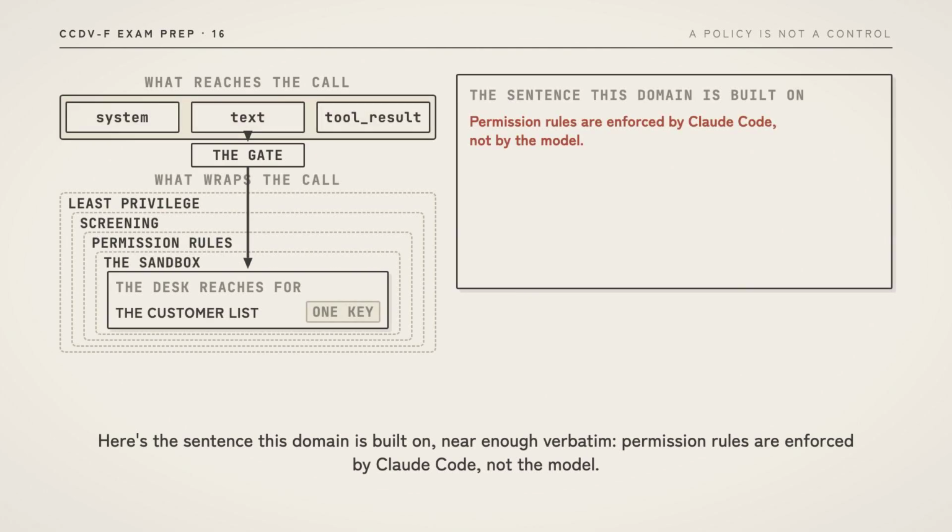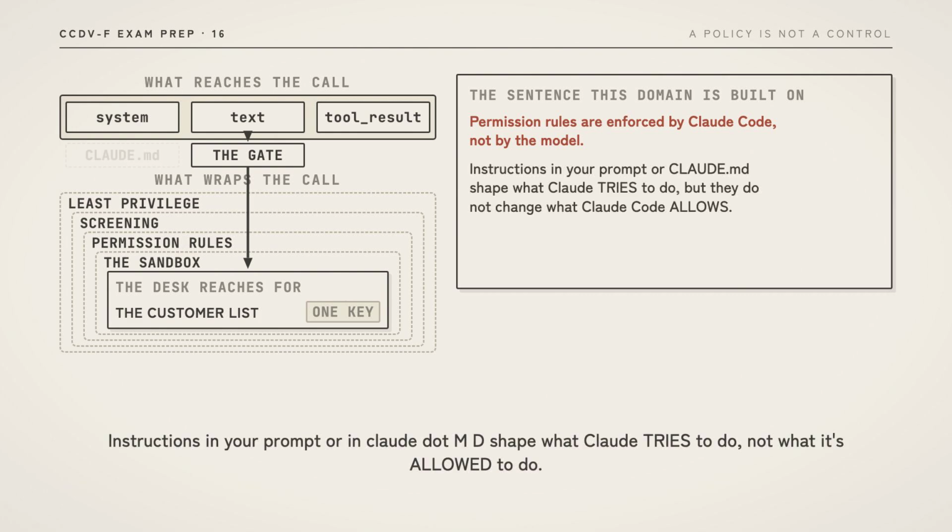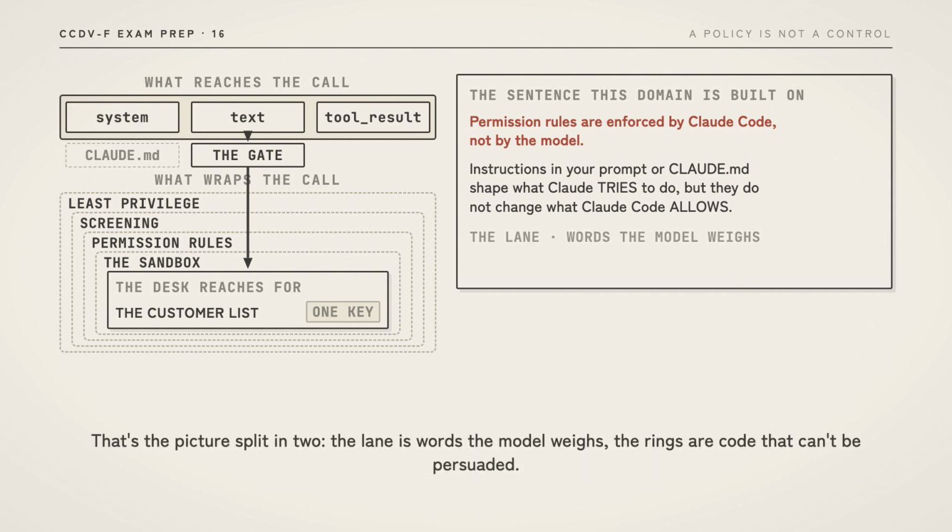Here is the sentence this domain is built on near enough verbatim. Permission rules are enforced by Claude Code, not the model. Instructions in your prompt or in CLAUDE.md shape what Claude tries to do, not what it's allowed to do. That's the picture split in two. The lane is words. The model weighs. The rings are code that can't be persuaded.